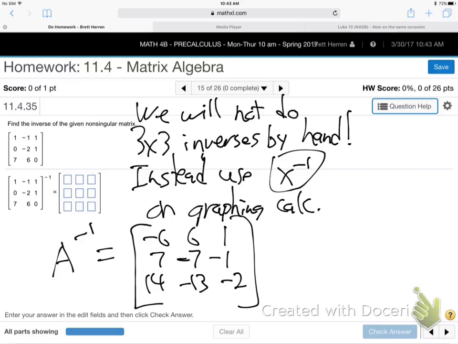Just hit the inverse button on the calculator. Tim: Will you have to know how to do it by hand for higher math?